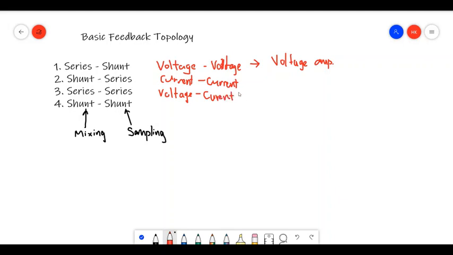So this is called a transconductance amplifier, right? Similarly, in the final one we give a current as the input and we get a voltage as the output. This is a transresistance amplifier.